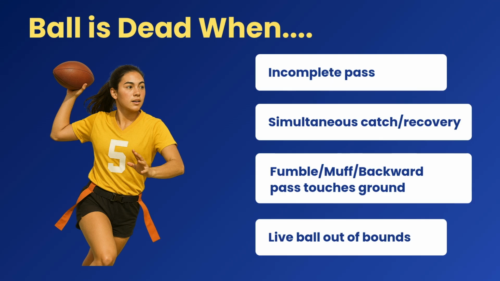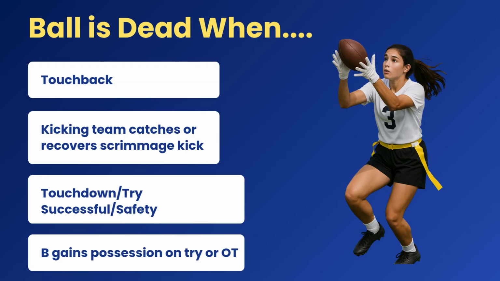And then the live ball goes out of bounds. And then finally, a touchback. We'll talk about that on punts. Kicking team catches or recovers a scrimmage kick, obviously, if we have a score. And then also if the defense gains possession on a try or an overtime. So again, the defense cannot run back an interception on either a try or overtime. The ball is dead at that point.